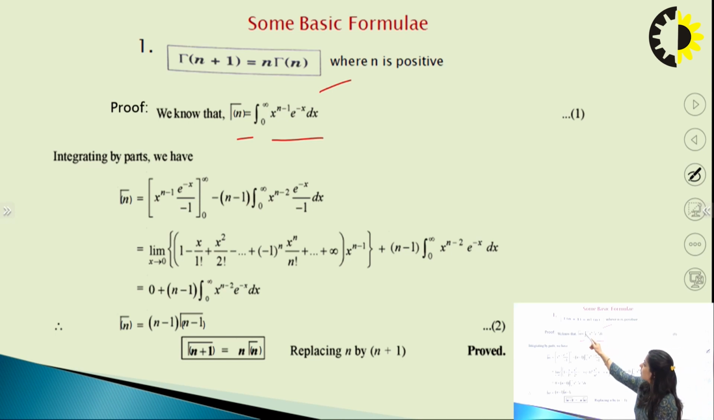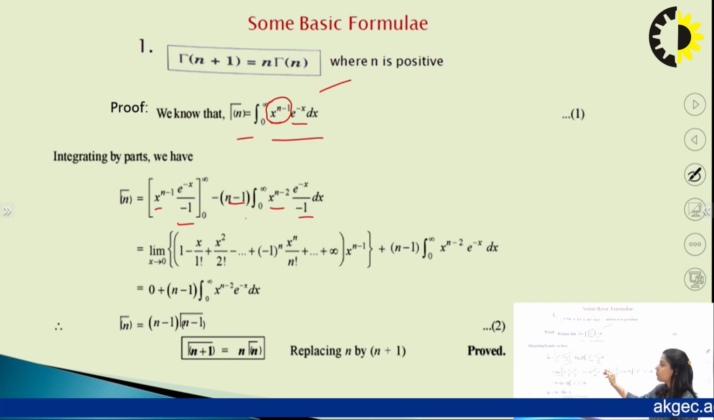Now we will integrate this by the integration by parts rule. We assume this is the first function and e power minus x is the second function. So first function as it is, and integration of e power minus x. Integration of e power minus x is equal to e power minus x upon minus 1, and minus sign. Now differentiation of the first function, differentiation of x power n minus 1, is equal to n minus 1 into x power n minus 2, and integration of the second function, integration of e power minus x, is equal to e power minus x upon minus 1. Now we will simplify this.